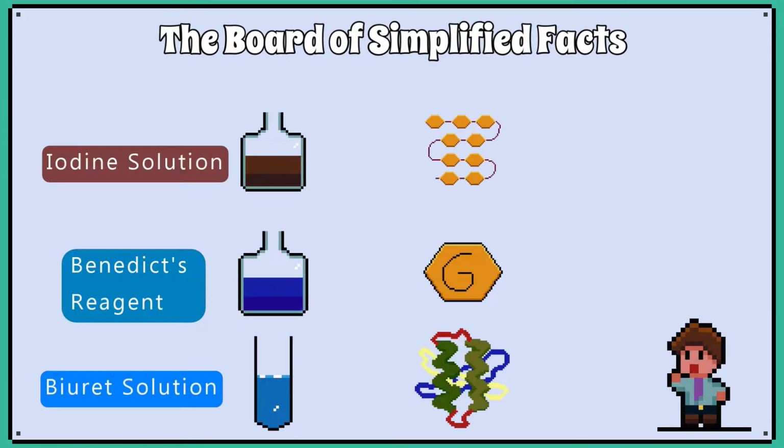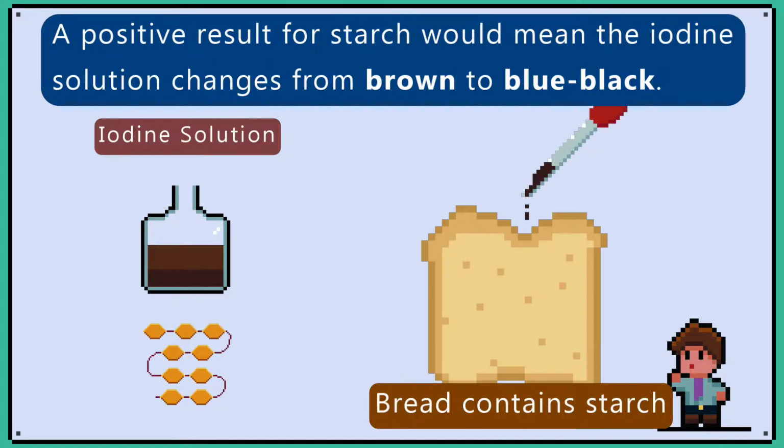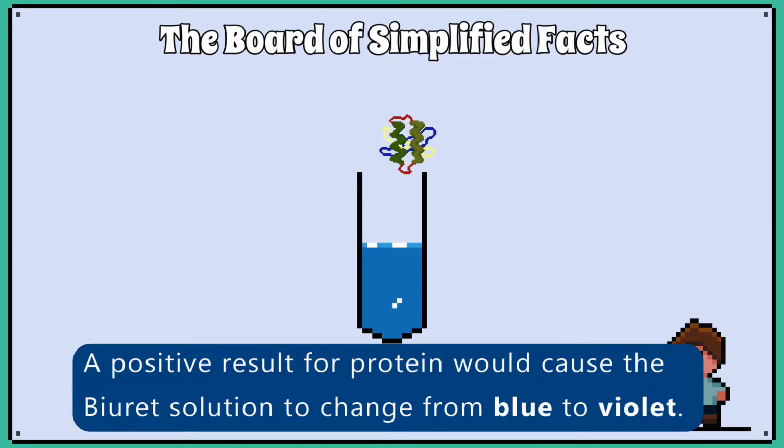You must also learn the food tests, which can tell you if you have starch, protein, or glucose in your food. We use iodine solution to test for the presence of starch. A positive result for starch would mean the iodine changes from brown to blue-black. Biuret solution is used to test for the presence of proteins. A positive result for protein would cause the biuret solution to change from blue to violet.